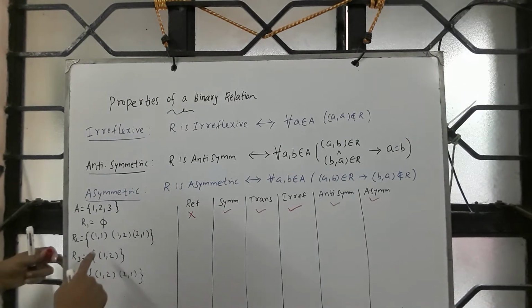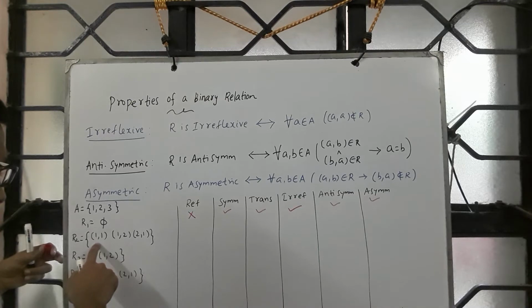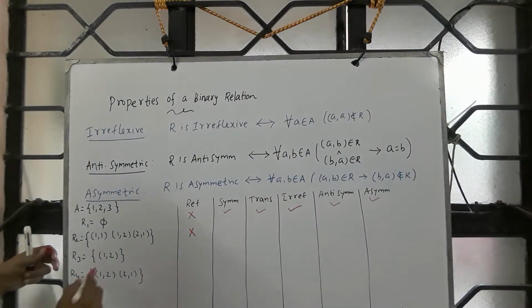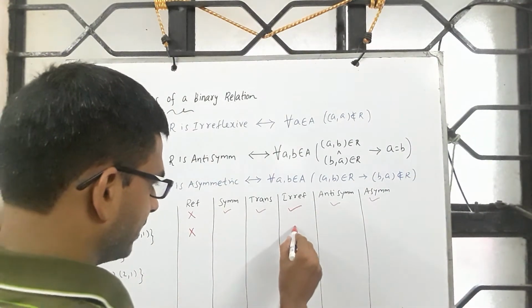Next one, let's look at this one: (1, 1), (1, 2), (2, 1). (1, 1) is present, (2, 2) is not, so it is not reflexive. Because (1, 1) is present, it is not irreflexive.